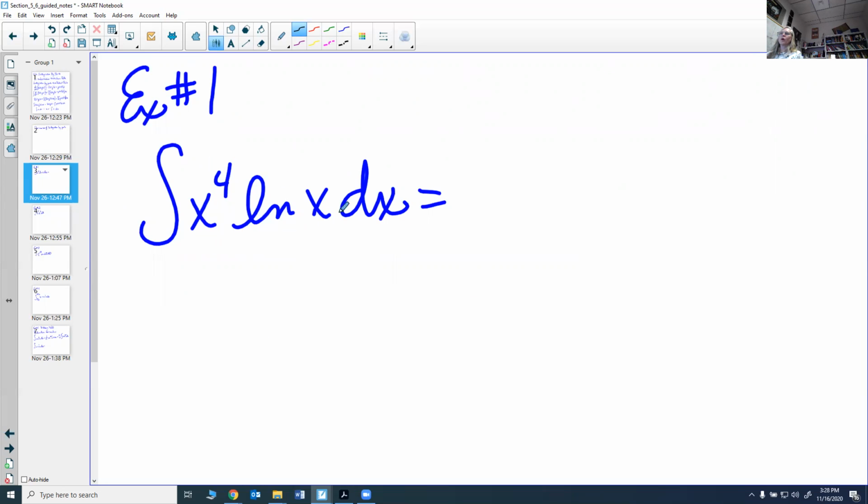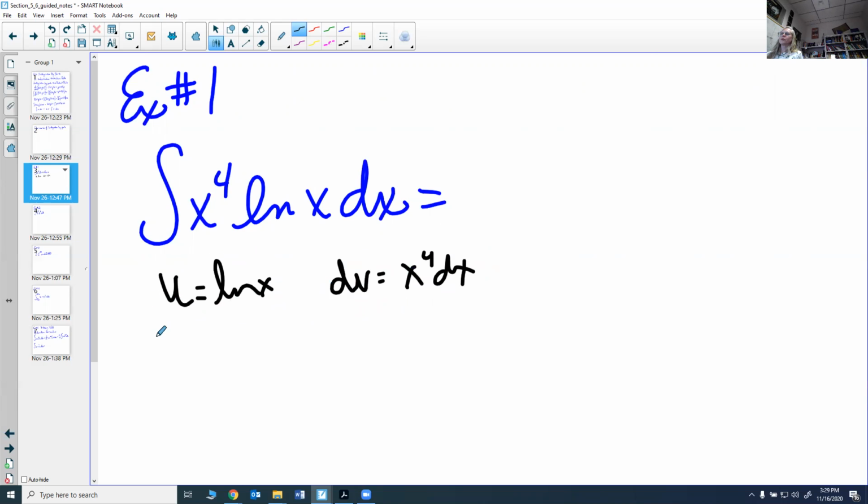I also happen to know the derivative of natural log. So I'm going to actually let u equal the natural log of x. I'm going to let dv equal x to the fourth dx. I'm going to let u equal the natural log of x because I can find the derivative of natural log of x. Let dv equal x to the fourth dx, everything left over when I pulled that out. And I can do that because x to the fourth, I can find the integral of that.